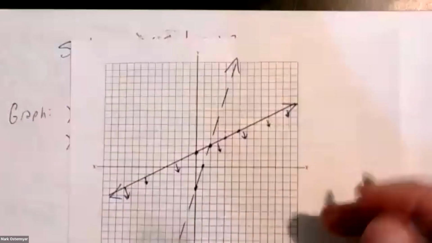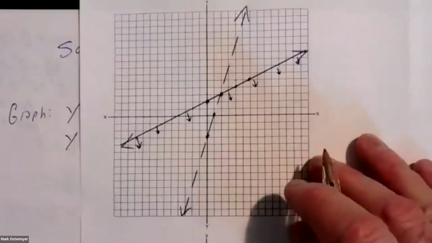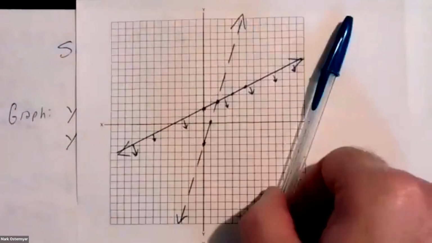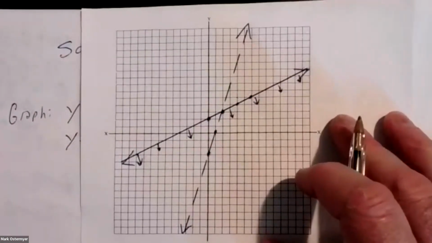Make sure you always put arrows at the end of your lines. Very important there, okay? Now I just have to determine whether I shade above and to the left or below and to the right of this dashed line. You can do this one of two ways.